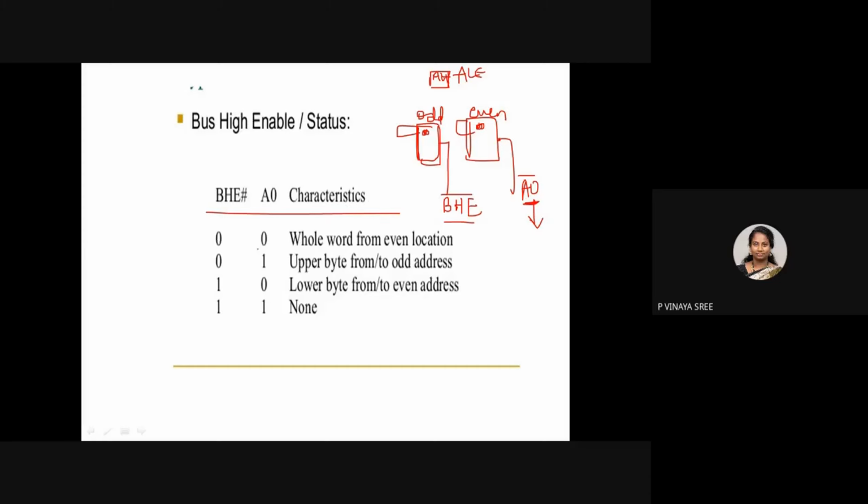So when both are 0, what happens? Both chips are active. That means the processor is performing an operation on 16 bits. So it requires the 8 bits which are present here and the 8 bits which are present here. It takes 8 bits from odd and 8 bits from even, which is a complete word.